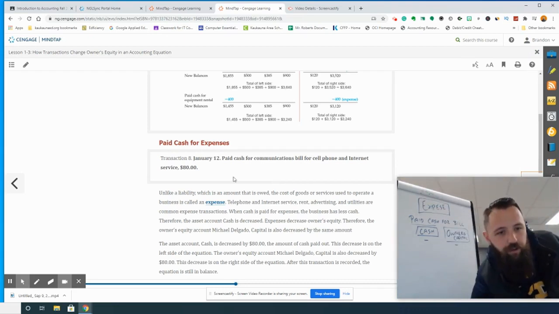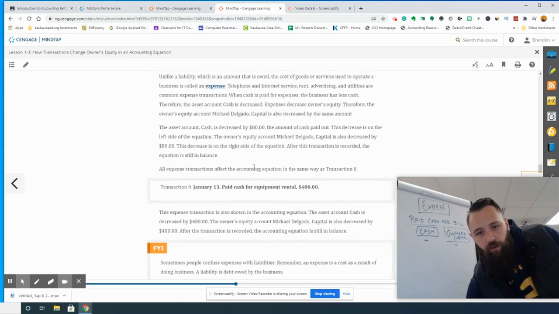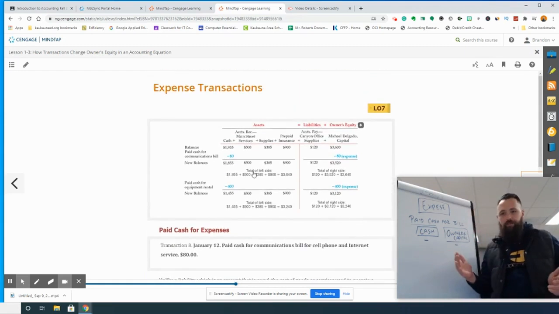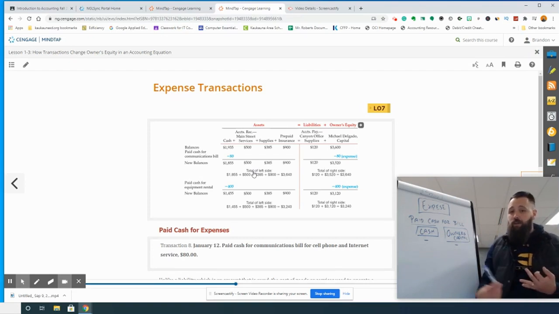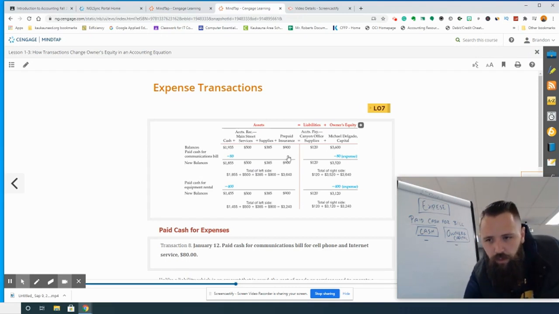So they go through two different transactions here: paid cash for an equipment rental for $400, and paid cash for a bill. The same thing happens on both of them. It doesn't matter. It's an expense. And anytime that we have an expense and we paid cash for it, our cash will be affected, and capital, which ends up being our owner's equity here. There we go. That's an expense transaction. They're all pretty much the same. The only thing that messes with kids is what the expense is for, because sometimes we just don't recognize some of those terms. So really though, not too bad.